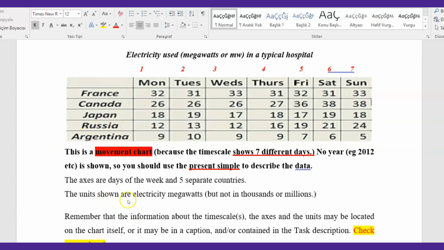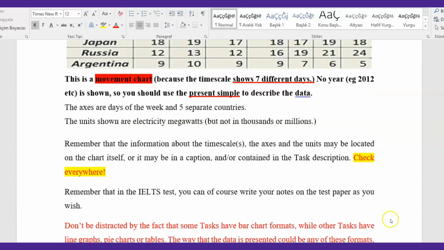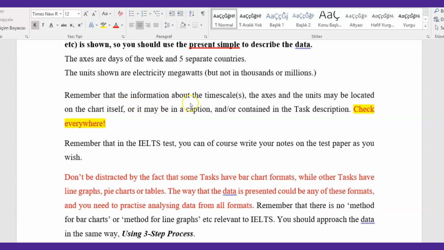The units are shown in electricity megawatts, or MW, not in thousands or millions. This is important. Remember that the information about the time scales, the axis or the units may be located on the chart itself, or it may be in a caption or contained in the task description. Therefore, you have to check everywhere.